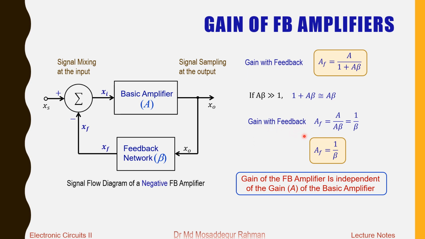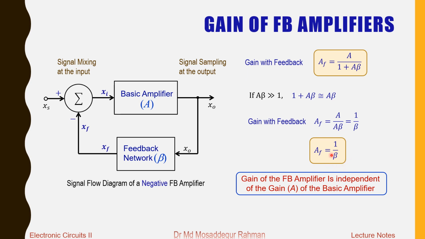So in this expression we see that the overall gain, or gain with feedback, depends only on the feedback factor beta. It does not depend on the gain of the basic amplifier. Basic amplifier gain can vary because of the temperature or geographical location or many other different reasons. But if you are using feedback, then your gain has now become independent of the gain of the basic amplifier.